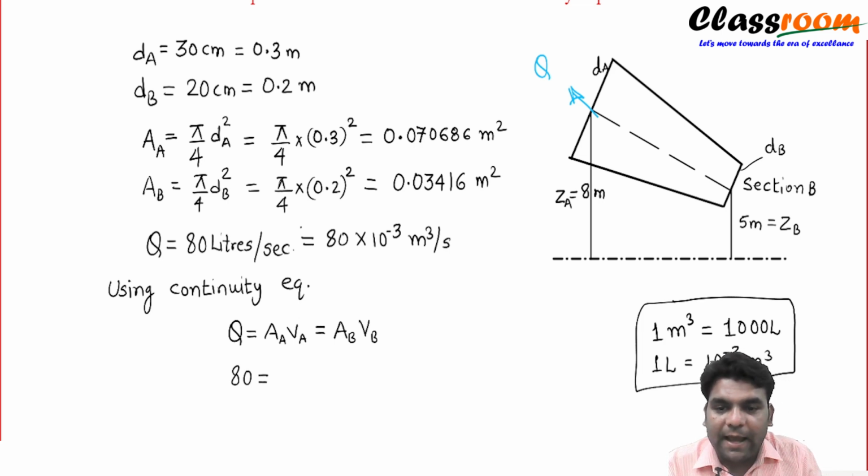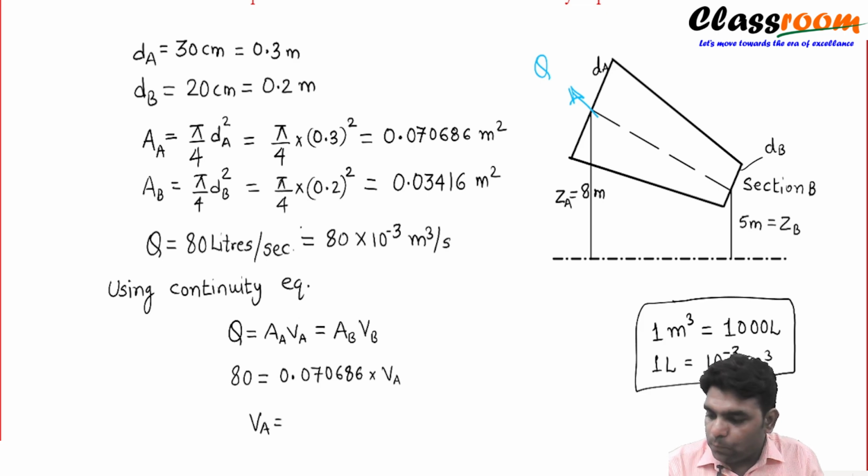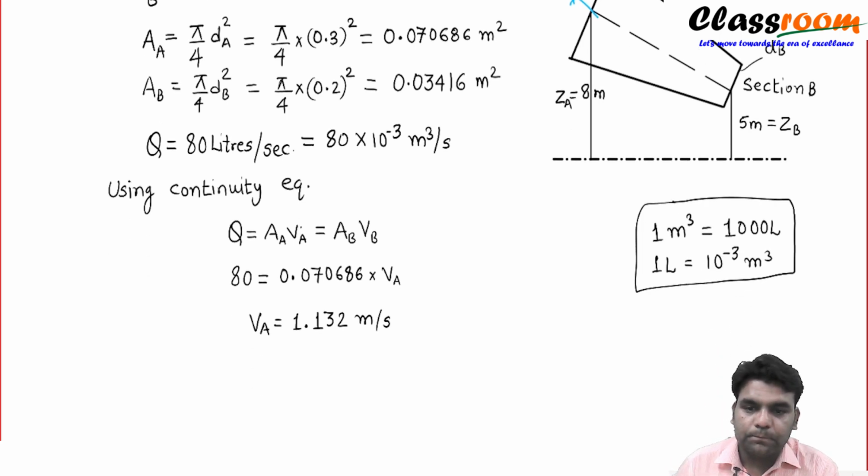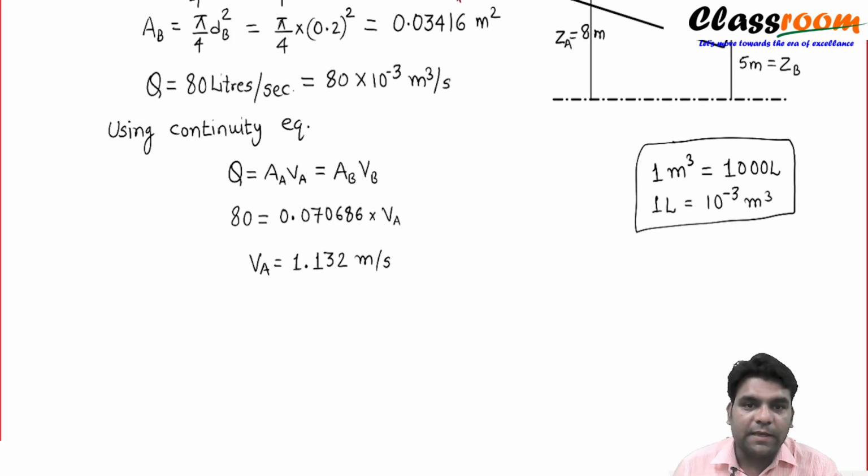The area at A is known to us, which is 0.070686 square meter, and the velocity at A, which we calculate using this relation, VA is equal to 1.132 meter per second. This is the velocity at section A.